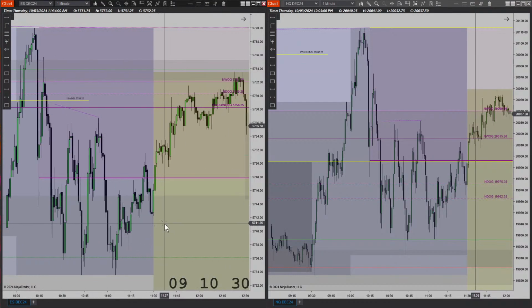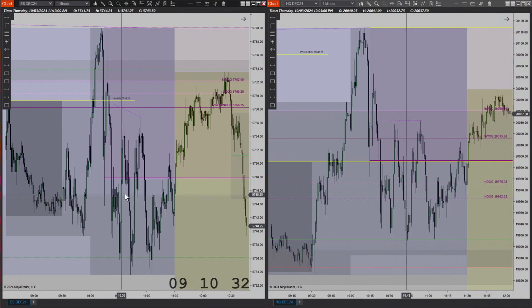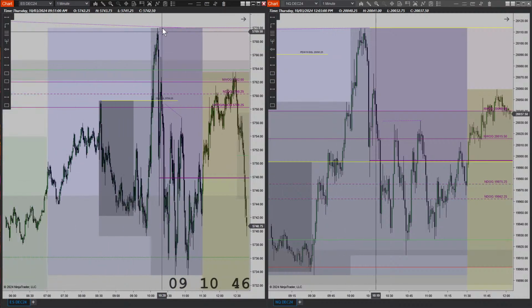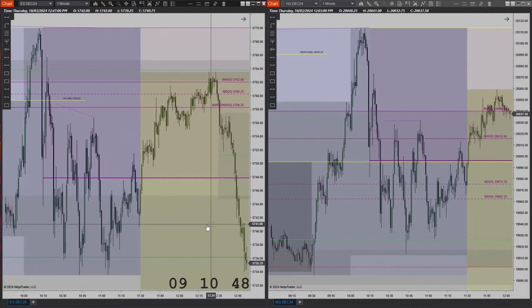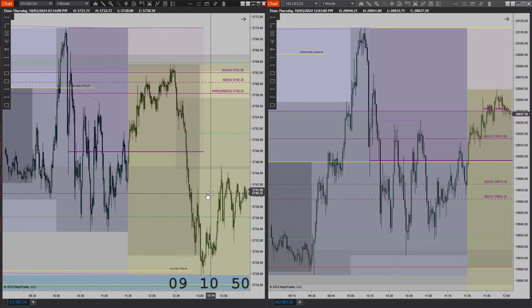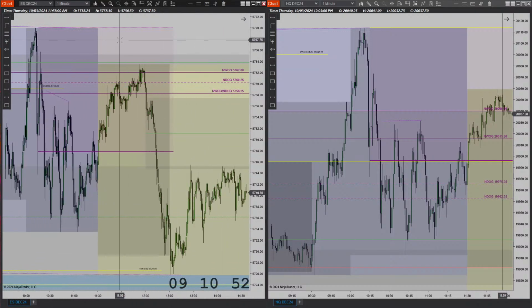But again, pretty good rebound after this botched trade here. My entry was actually right here, and I ended up getting stopped out right here. And then a few minutes later, had I remained with my stop, I would have nailed this trade as well. But you know, you can't have them all. Sometimes you let emotions get into you.